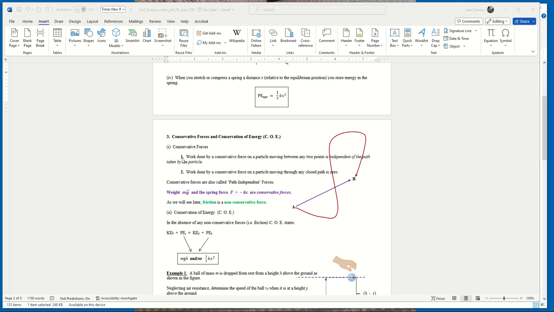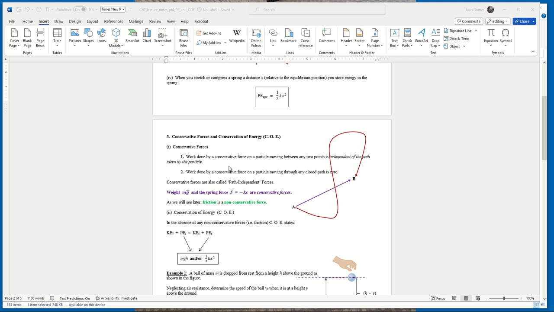So in other words, that's part one. Suppose I'm moving an object from A to B. I could take the direct purple line, A to B, or I could take this red meandering path and go from A to B. Well, if the force that's moving the object from A to B is conservative, it means that the work done by that force on the object will be the same no matter which path you take, whether I go A to B along the purple path or A to B along the meandering red path, the work done will be the same. That means it's a conservative force.